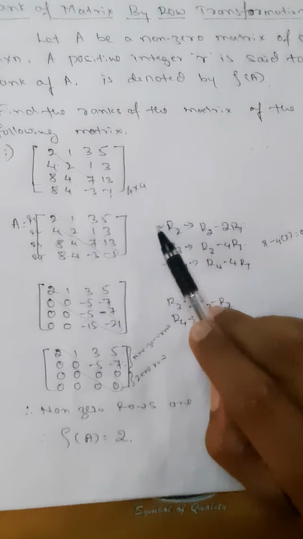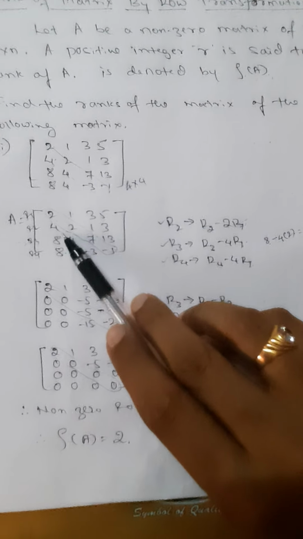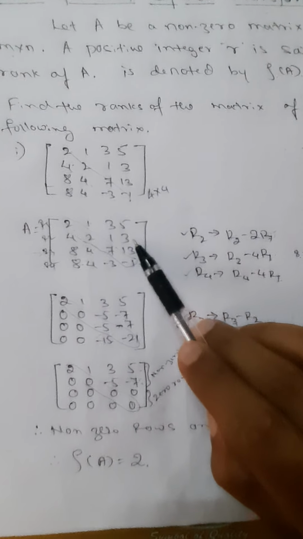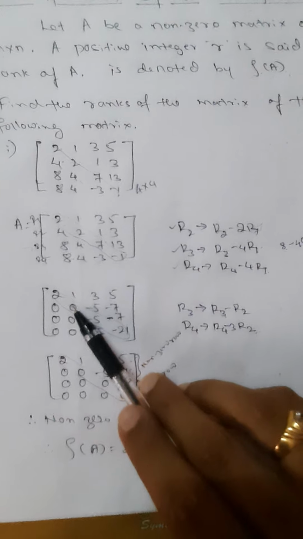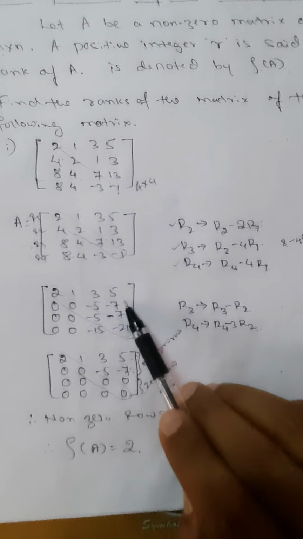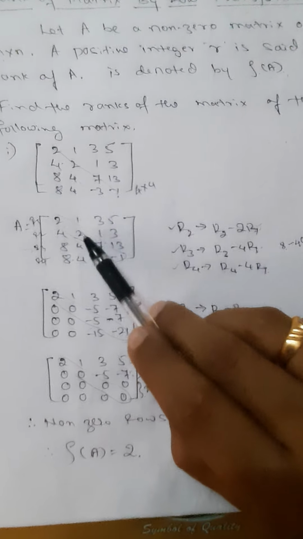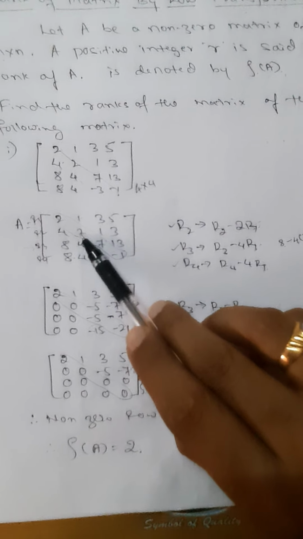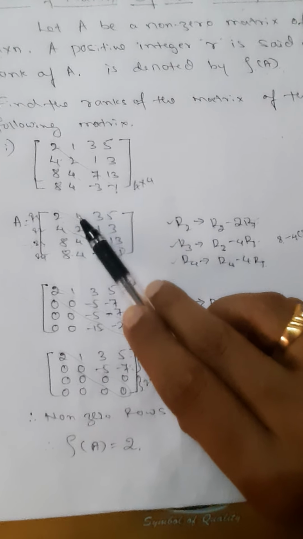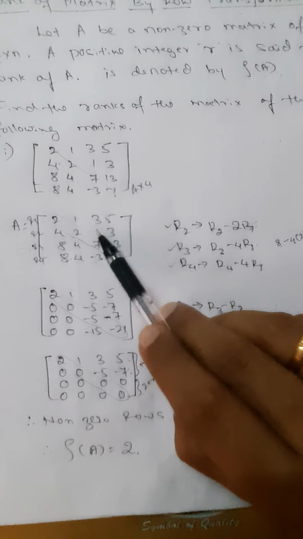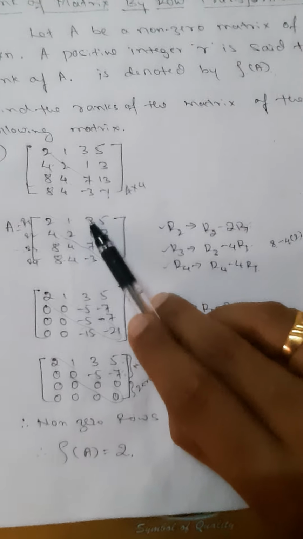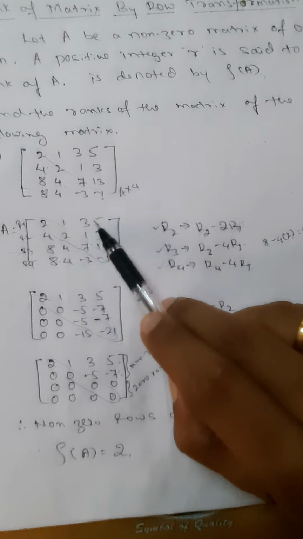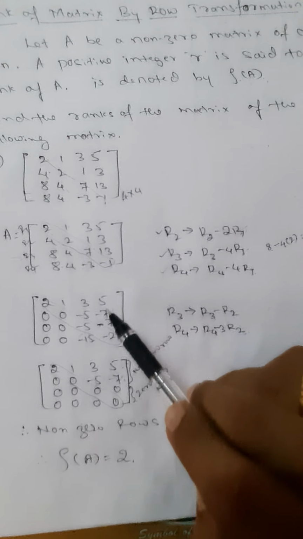Then the same row transformation we apply to each and every element in r2. You apply it and write the answer, which is 0, minus 5 and minus 7. Means 2 minus 2 into 1 is 0. Then 1 minus 2 into 3, which is 6, so 6 minus 1 is minus 5. Similarly, 3 minus 2 into 5 is minus 10, 10 minus 3 is minus 7.